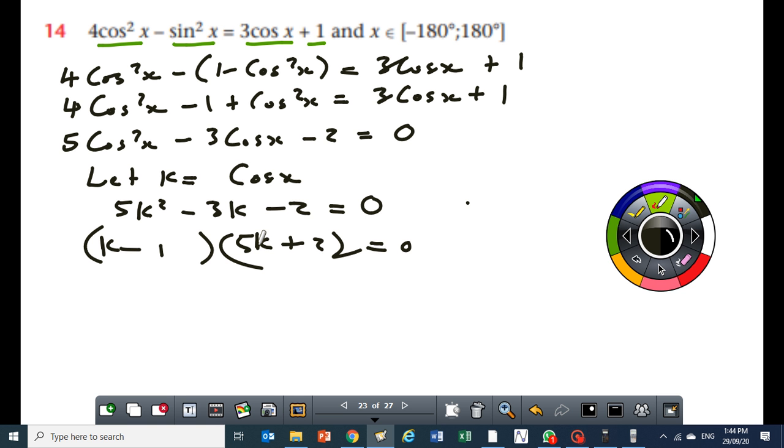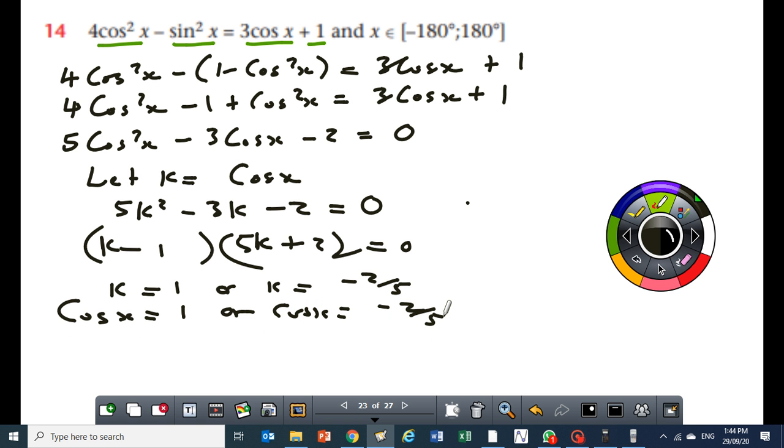So here, you end up having K equal to 1 or K equal to minus 2 over 5. Then you bring back the cos x. So let's start with this one. We have cos x equal to 1, or cos x equal to minus 2 over 5. Then let's find the general solution for that, then another general solution for that.